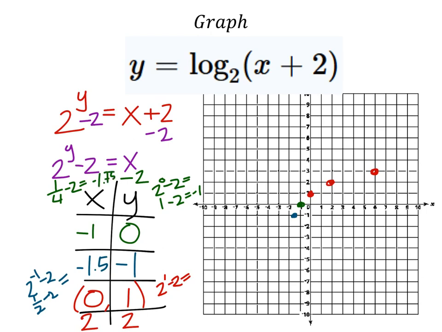So y is negative 2, x is negative 1.75. We can see right there that it's going to get really close to x is negative 2. Now again, that's just with the asymptote stuff. So there's our line, and let's draw the asymptote on this. And there we go. So the asymptote is x equals negative 2.